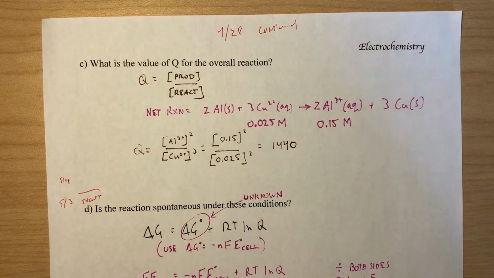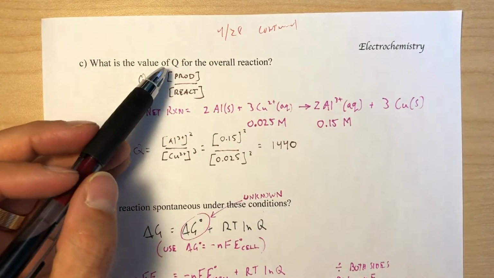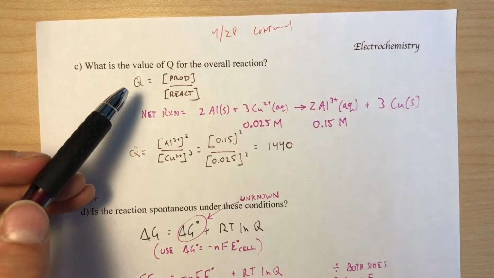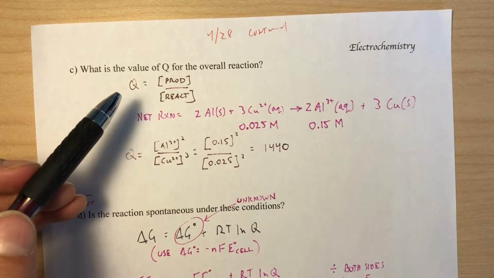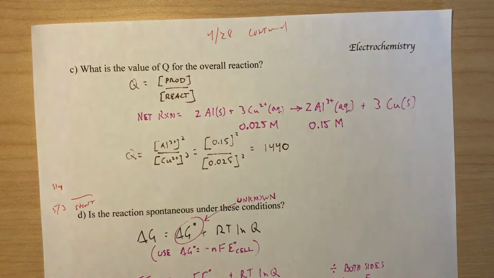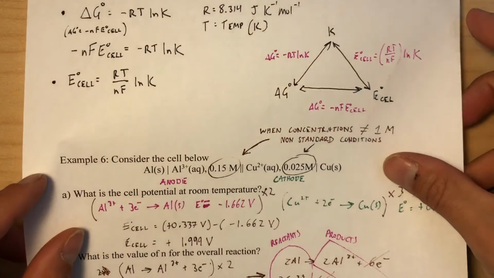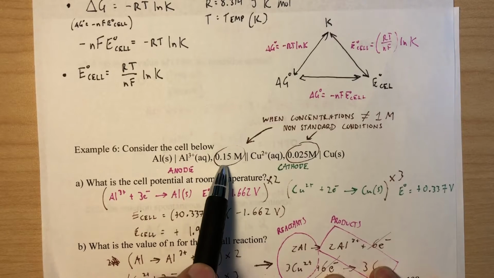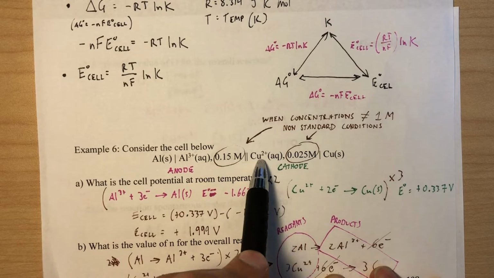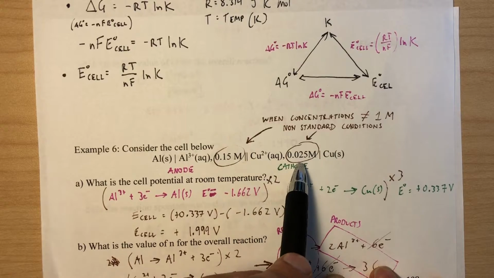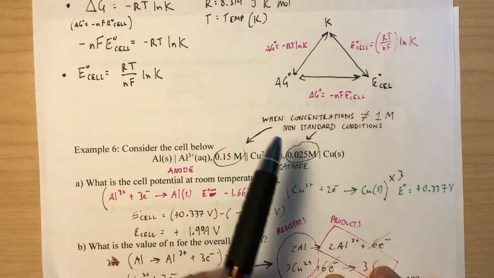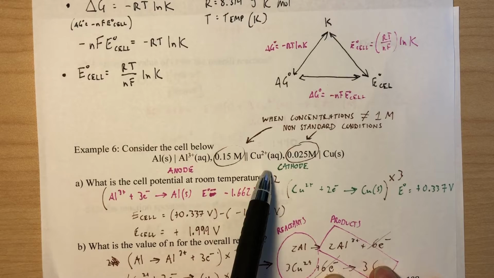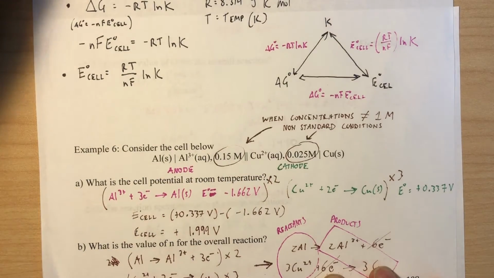Hello class. Where we ended last time was calculating the Q for a reaction that was under non-standard conditions. So to review what that looked like, we had a reaction, standard cell notation, of aluminum being oxidized to aluminum 3 plus with a molarity of 0.15 in solution, and a copper 2 plus molarity in solution of 0.025 being reduced to copper 0. So the fact that these are not one molarity indicates that this is under non-standard conditions.